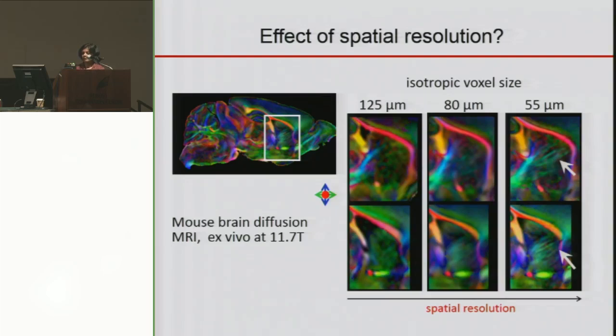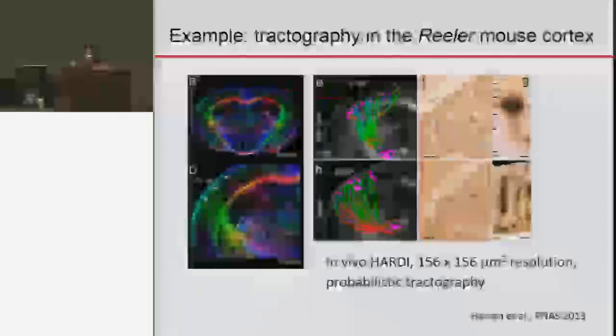So these are some images from the ex-vivo mouse brain, which is about 3,000 times smaller than the human brain. And on the right, I've shown the effect of increasing spatial resolution while maintaining the same angular resolution. So here we can see that as we start to go down to about 55 microns, we start to see these very fine fibers in the striatum, which are relatively less easy to differentiate at lower resolutions. So again, why bother and why is this important?